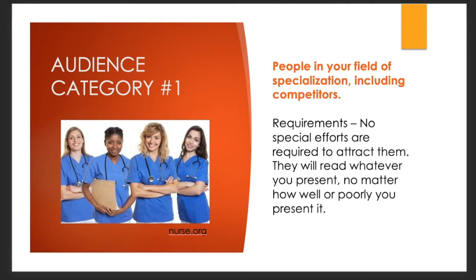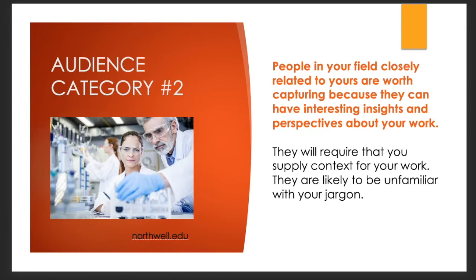So these audiences are for when you go to a conference. It could also be for our course, thinking about different types of audiences. The first category for audiences is people in your field of specialization, including competitors. There are no special efforts required to attract them. They will read whatever you present, no matter how you present it. People in your field should already know a lot about what you are talking about, so it should be a pretty simple overall presentation to give.